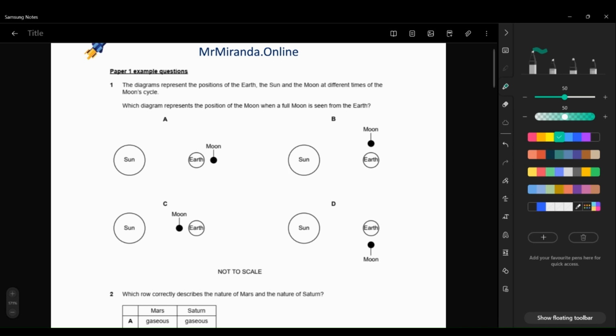Question 1. The diagram represents the positions of the Earth, the Sun, and the Moon at different times on the Moon's cycle. Which diagram represents the position of the Moon when a full moon is seen from the Earth? In order for you to understand how these questions are answered, you need to understand how the different phases of the moon are seen from the Earth and the relation that these have to the position of the moon in relation to the sun. I'm going to draw here at the center all possible positions that you have on this diagram.